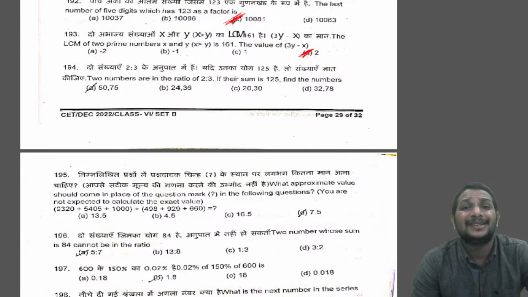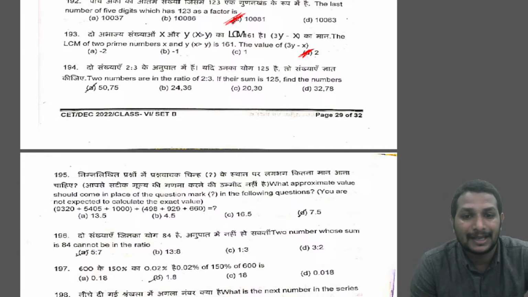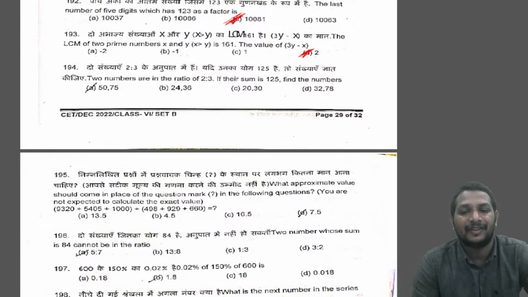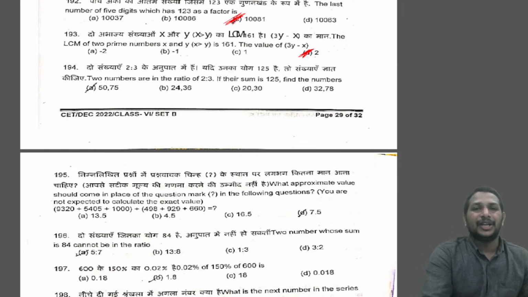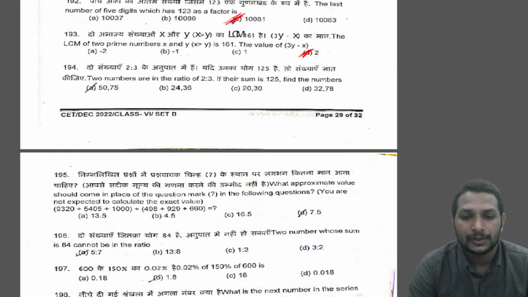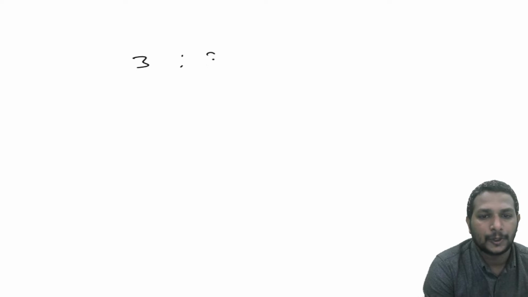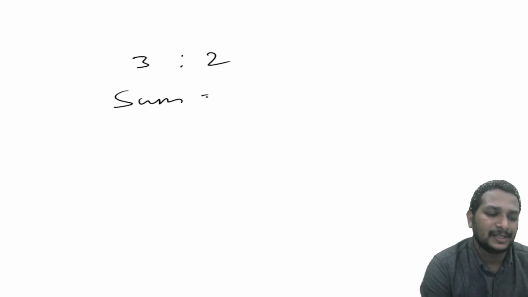Number 194. The two numbers are in the ratio 2:3. Their sum is given as 125. Find the numbers. As they give the ratio and the sum also, let's see that. Ratio of the numbers is given as 3:2. Sum is given as 125.